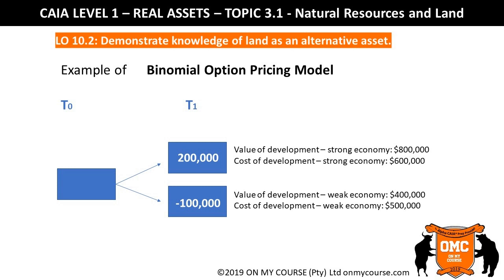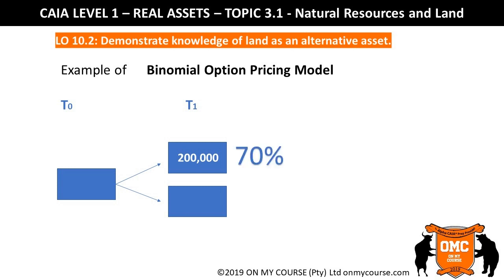So the scenario isn't really feasible as the developer will lose 100,000. We can calculate the returns in a strong economy and the potential loss in a weak economy, but we need to know the probability of each scenario in order to be able to make a decision as to whether or not to take on the risk of developing. Now, we're not going to look at the probability, we're just going to be given it in this particular case.